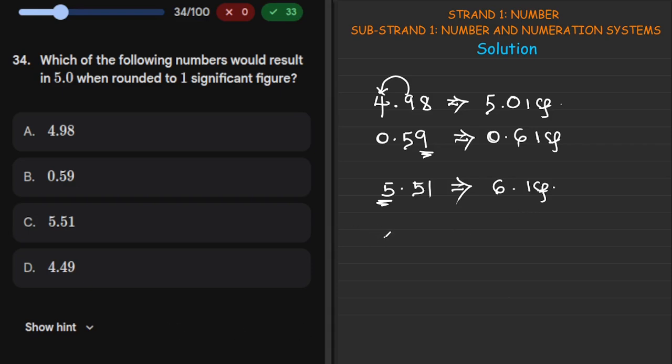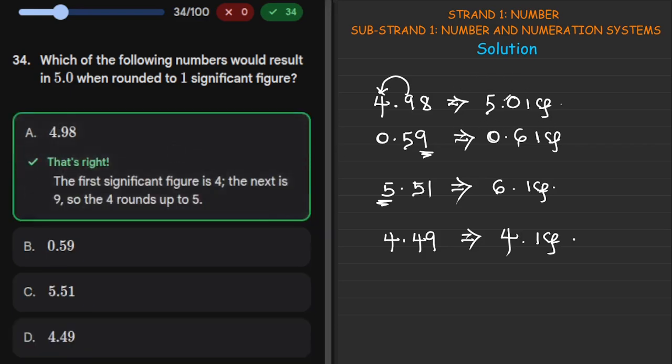So that is to one significant figure. Then we have the 4.49. If we also want to round this to one significant figure, we are ending here. But then the decider is 4. And 4 is less than the required value to round up. Hence, it still remains 4. That is in one significant figure. So our answer, as I have said, is what? The 4.98, because it is the only number that rounds to 5 in one significant figure.